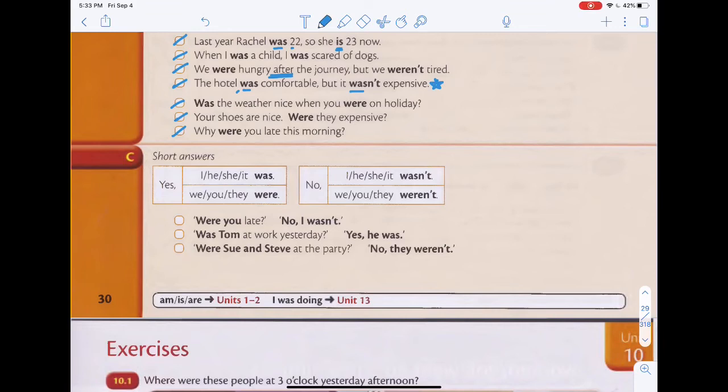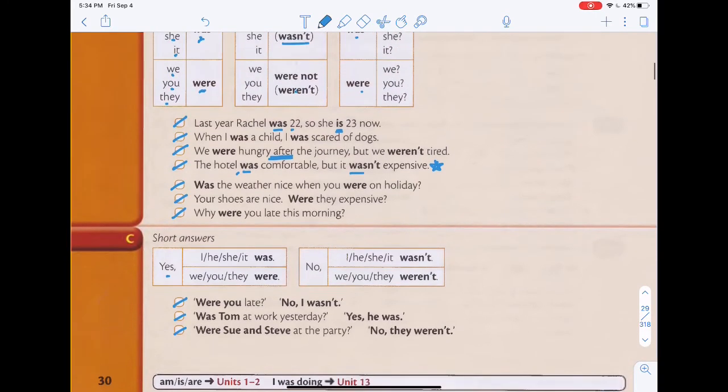Very simple. Over here. All right, so yes, she was, it was, he was, I was. Yes, we were, you were, they were. Or no, I wasn't, no, we weren't. So same thing, it's just changing is to was, are to were. Okay? Were you late? No, I wasn't. Was Tom at work yesterday? Yes, he was. Were Sue and Steve at the party? No, they weren't. Alright, so that is all for these 2 chapters.